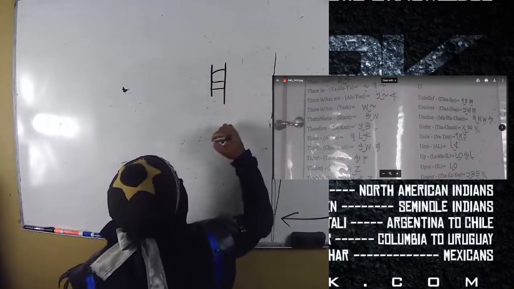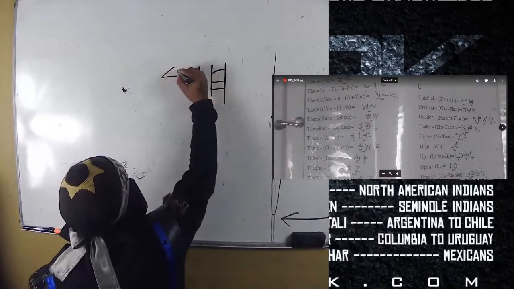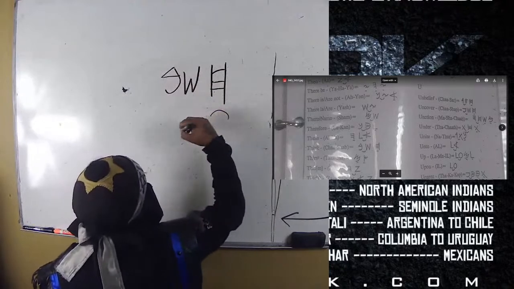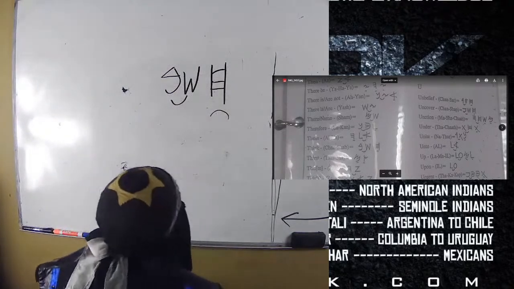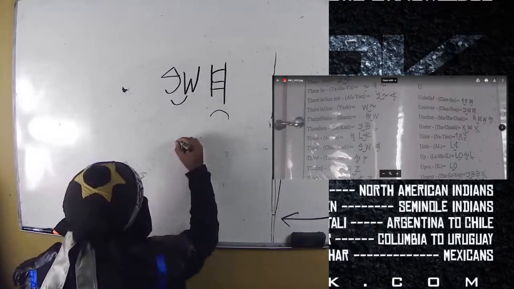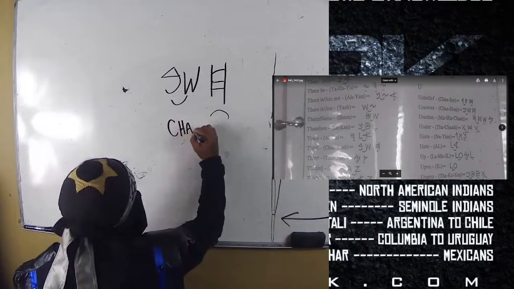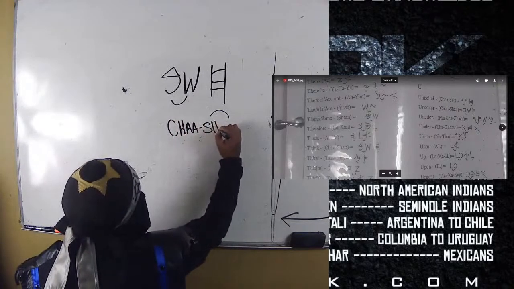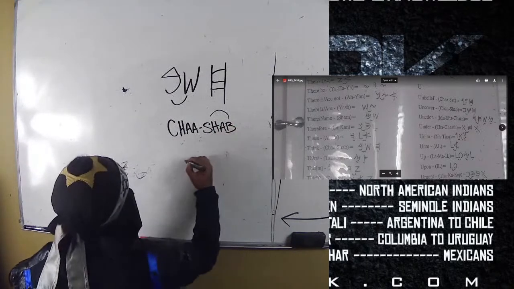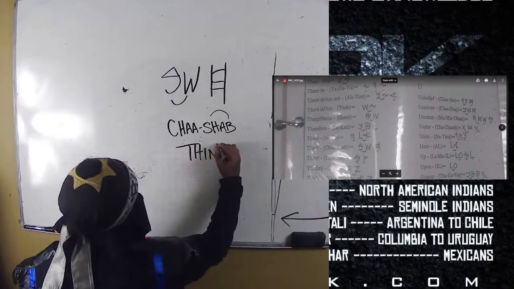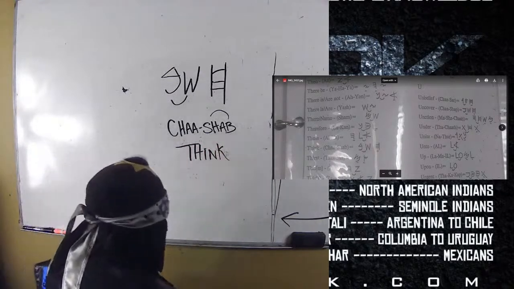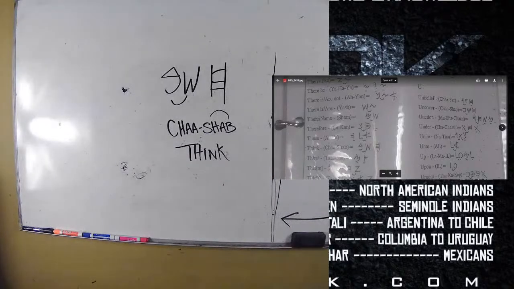Ha, sha, and ba connected. Character ka, character sha, and the character ba. Sha and ba are connected. Chashab is the word think. Just think about it. Chashab about it.